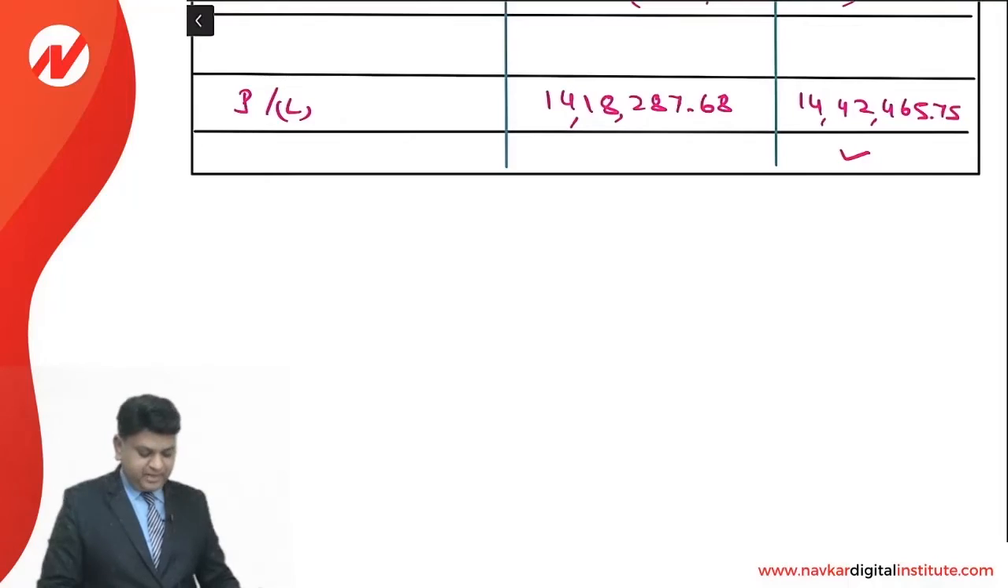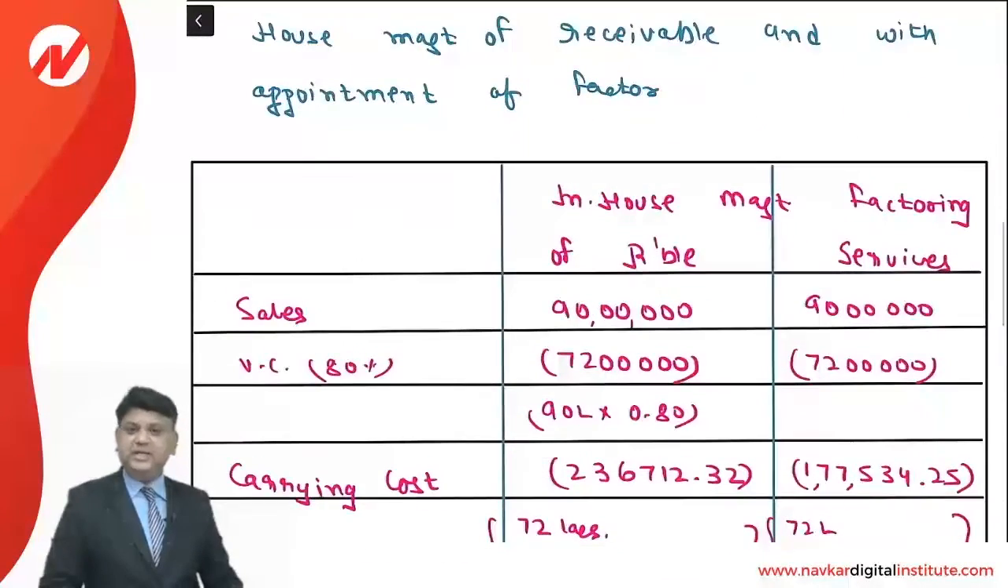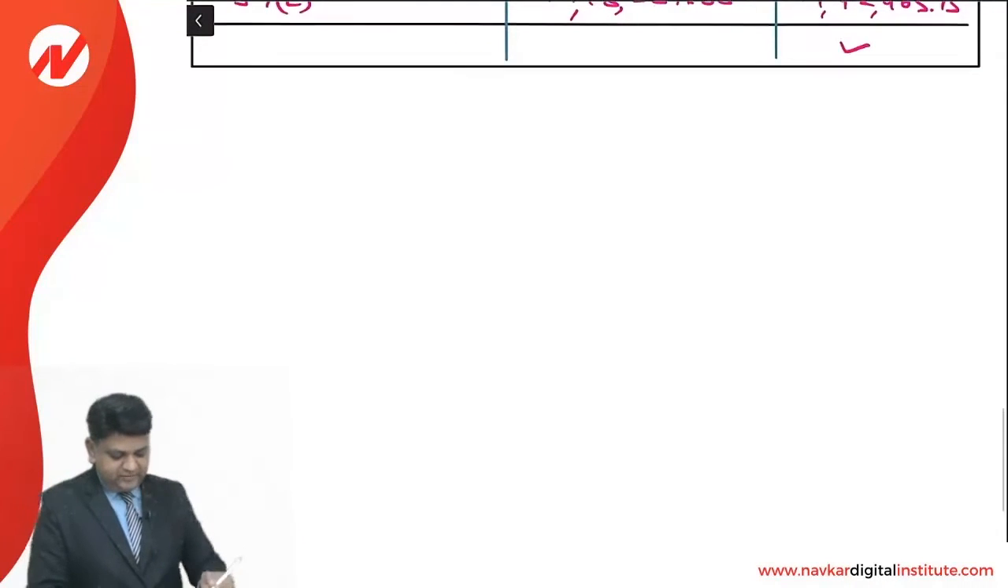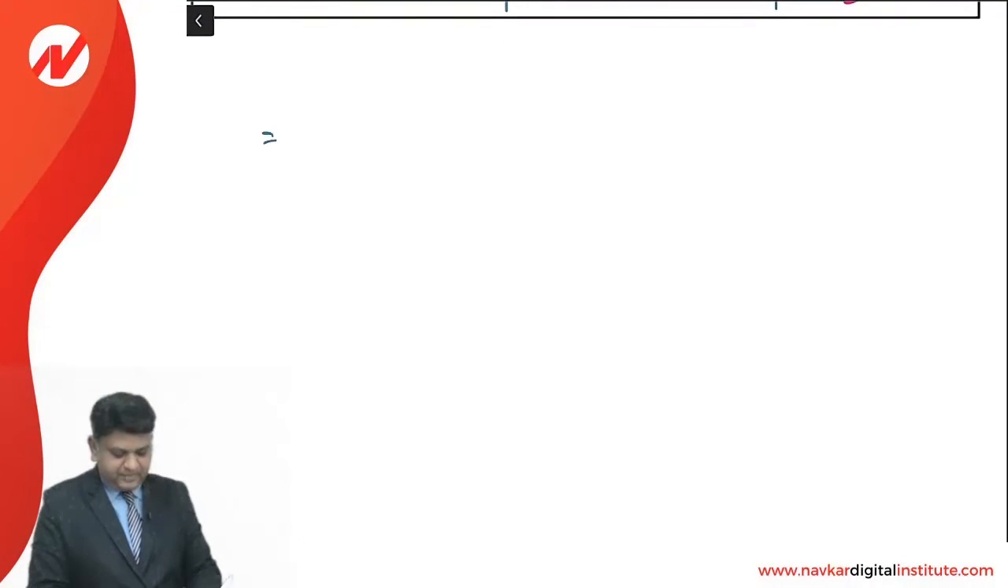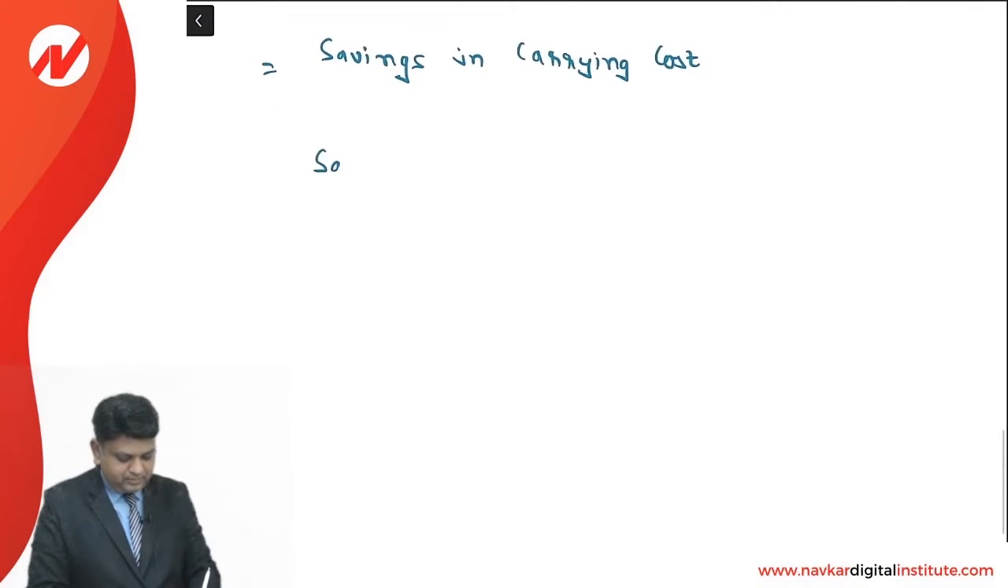If at all somebody wants to do it with the incremental approach, even in that case he or she can do it with the incremental approach. In that case, I am explaining to you how the answer will be calculated. We can say there will be an advantage of savings in carrying cost. Why? Because the collection period reduces. That is savings of bad debts.